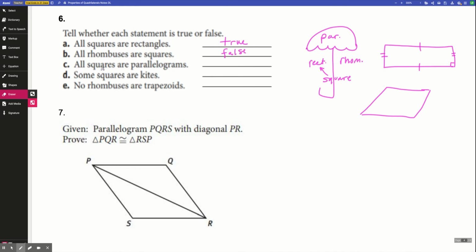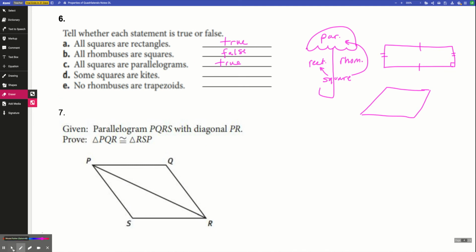Okay, C says all squares are parallelograms. That's true, right? Because squares are underneath parallelograms. Squares have all the properties of parallelograms, right? So that just means they're special parallelograms. Okay. D says some squares are kites.